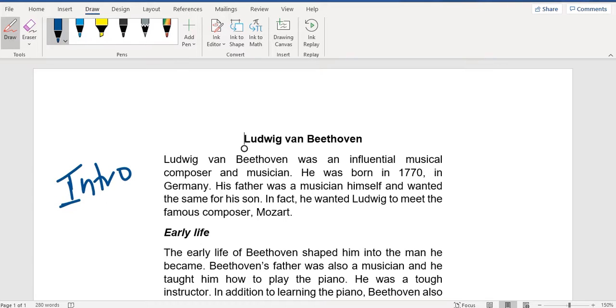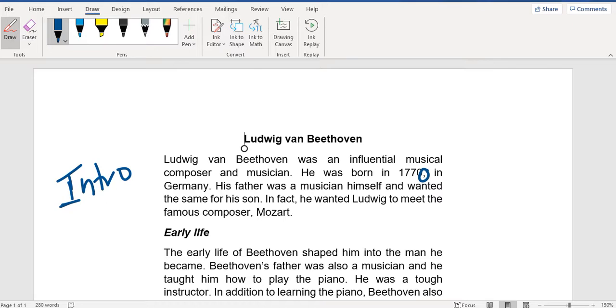Now if we look at the second sentence, he was born in 1770 in Germany. You should notice there that I have a comma after 1770. I might have written that sentence differently and may not have even used a comma. But the way I've written it here, I had to put a comma there because they're two different things, and it's part of the same sentence. So we need to make sure that we're separating those ideas. The third sentence I have is a complex sentence. His father was a musician himself and wanted the same for his son. Sorry, did I say complex? I meant compound sentence.